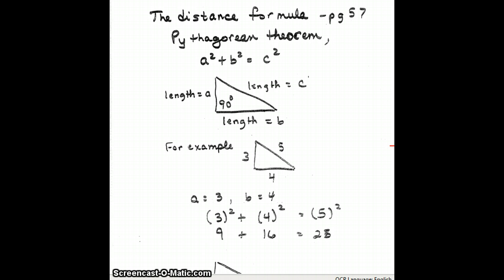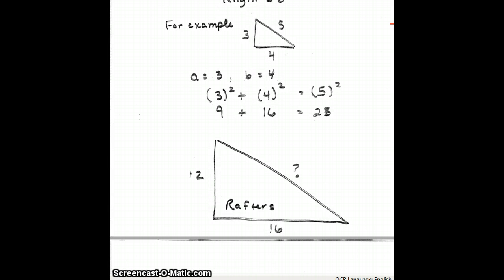So if we have our example and we have 3, 4, 5 around that right triangle, if we square the 3, we get 9. If we square the 4, we get 16, and add those together, we get 25, which is the same as 5 squared. So that's how the Pythagorean theorem works.